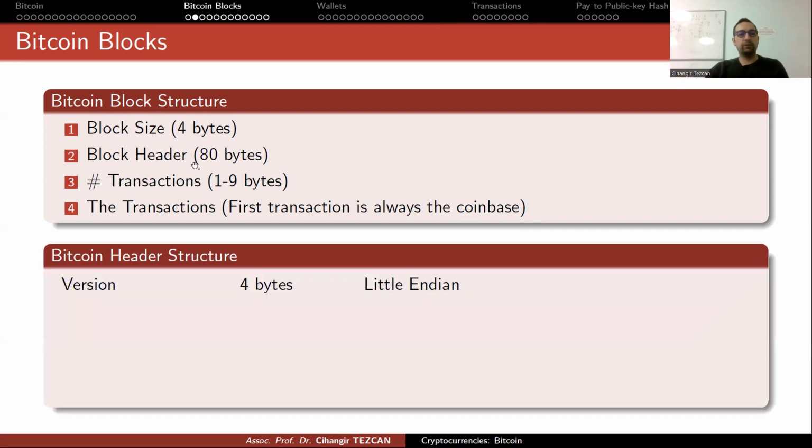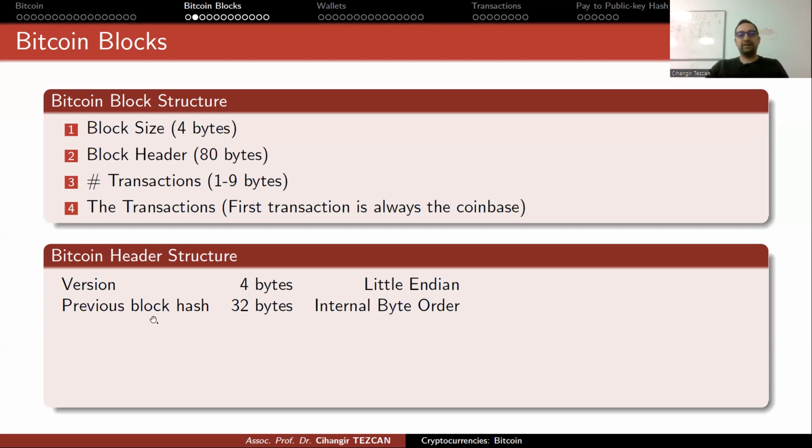Okay, so we said that the header is 80 bytes. Let's look at what these 80 bytes consist of. It starts with the version. In 4 bytes, you write the version. I will explain all of them in detail in the following slides. But the important thing is that you write it as little endian. This is important because we will see that some other data are written in some other encoding.